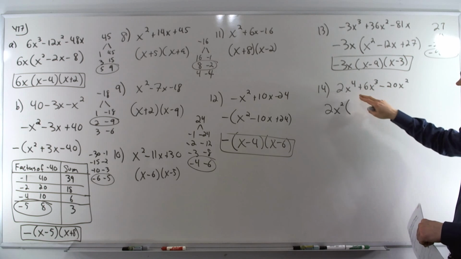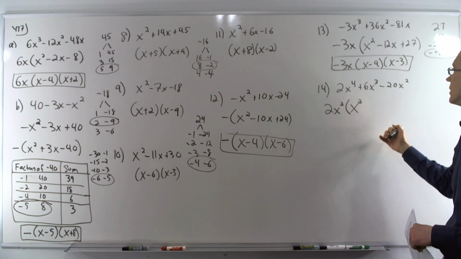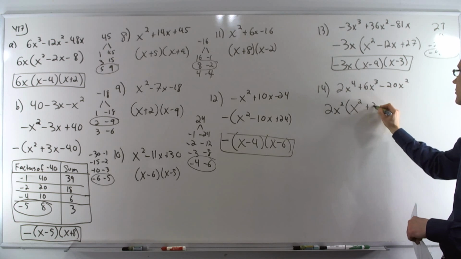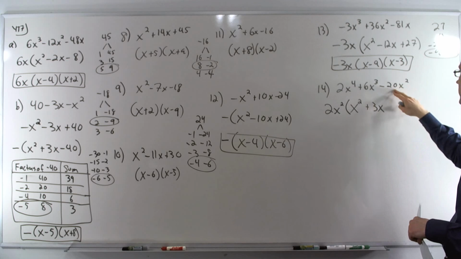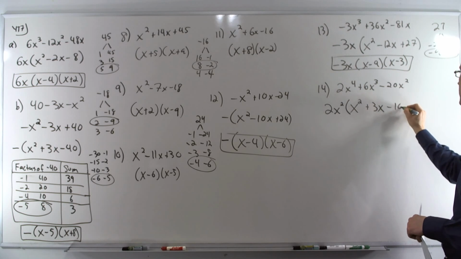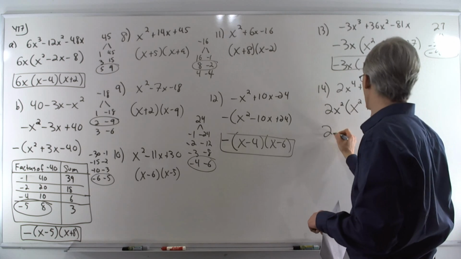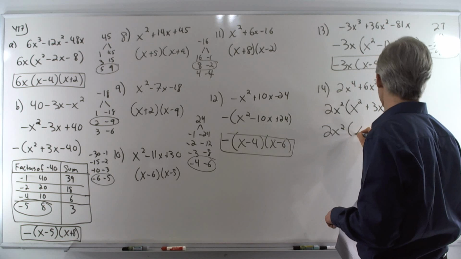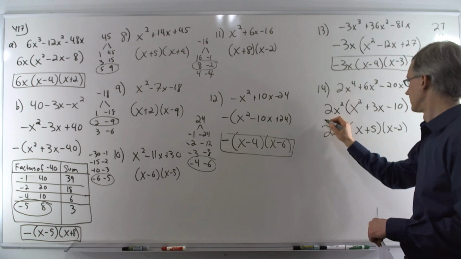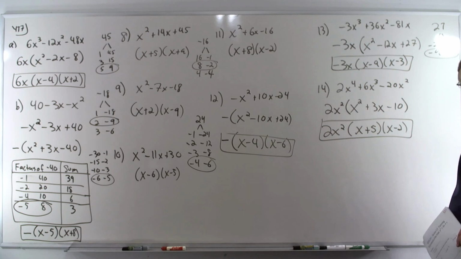All right, now inside the parentheses, 2x to the fourth divided by 2x squared is x squared. 6x to the third divided by 2x squared is 3x. And negative 20x squared divided by 2x squared is negative 10. All right, so we've seen this one before. And that gives us x plus 5 times x minus 2. Don't forget the 2x squared out front.